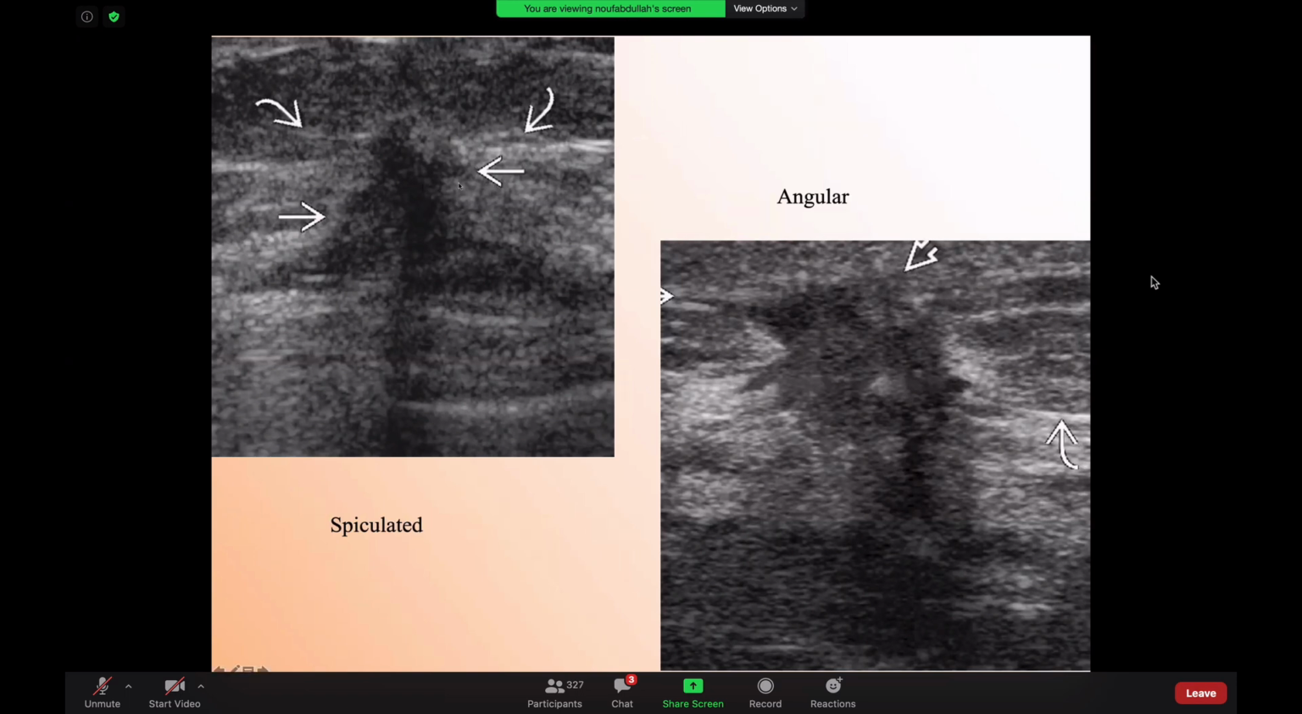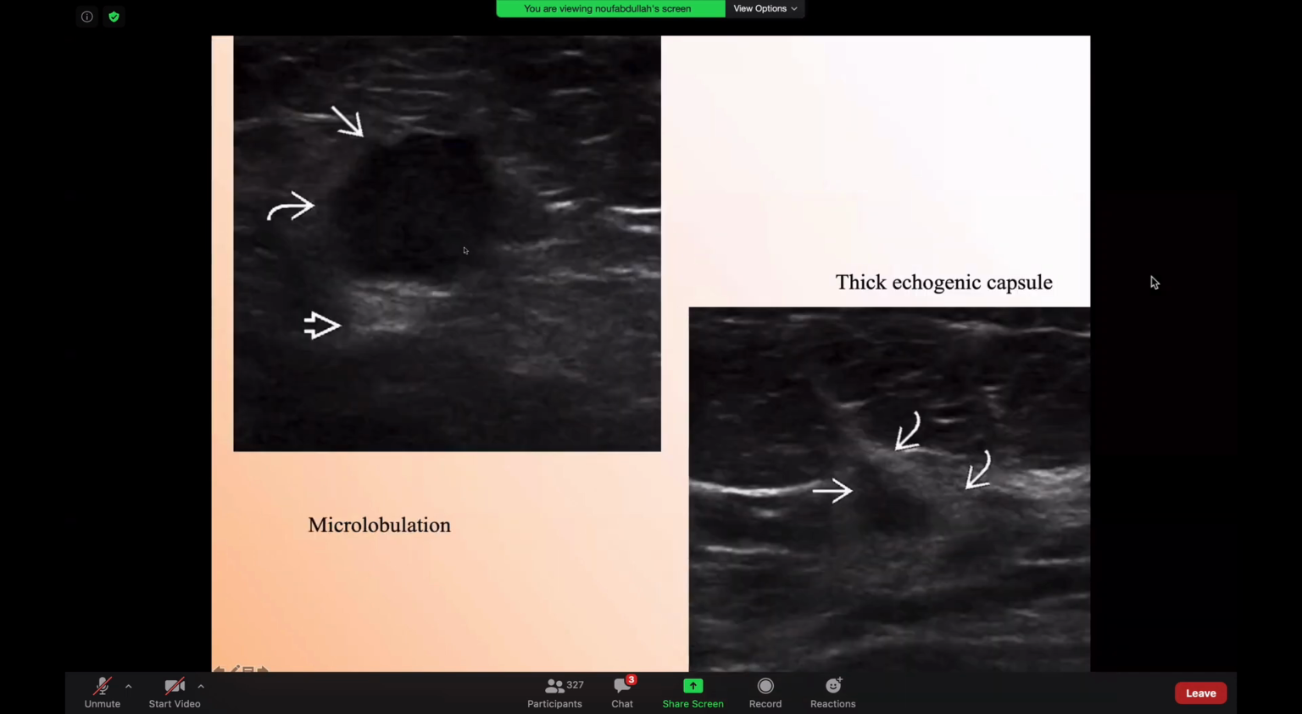So you look here, you see that definitely you have a spiculation here. You have an angular margin, an angular margin, an angular margin here. So I'm dealing with a malignant lesion. This lesion is a relatively well-defined lesion. However, when you look carefully at the margin, you can see that there is a microlobulation. If this lesion is bigger than 1 centimeter, it will be suspicious to me and I would biopsy that lesion.